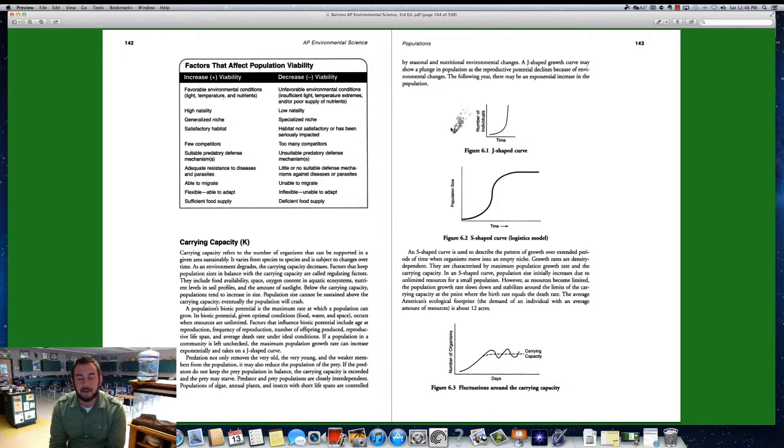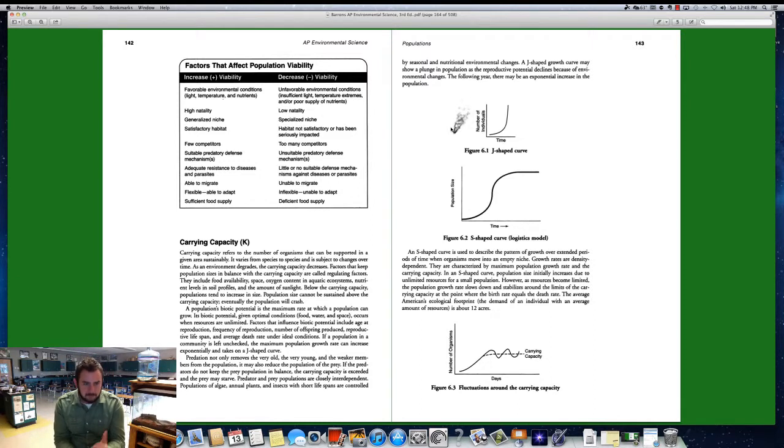Unsuitability for predatory defense, which means they just don't have a good enough defense system, and that means their numbers are going to plummet because of high predation. Little or no suitable defense mechanisms against disease or parasites. Again, they're going to plummet because they have no defense mechanism against those pathogens. And unable to migrate, which means they can't leave. If they can't adapt, they have to migrate, but if they can't do that, then they die. So that would obviously decrease their viability. And then a deficiency of food supply or inflexibility, unable to adapt or change with those conditions. So those are the different factors that would affect if a population is going up or going down.